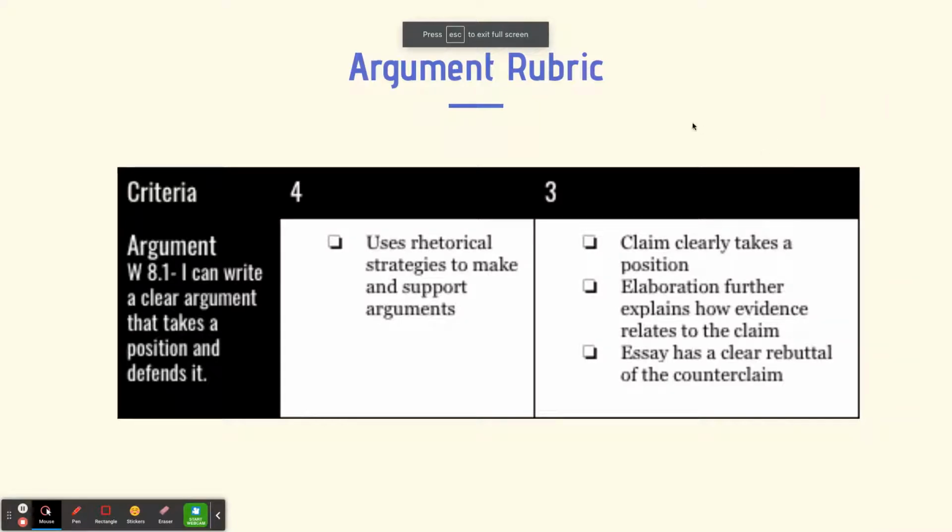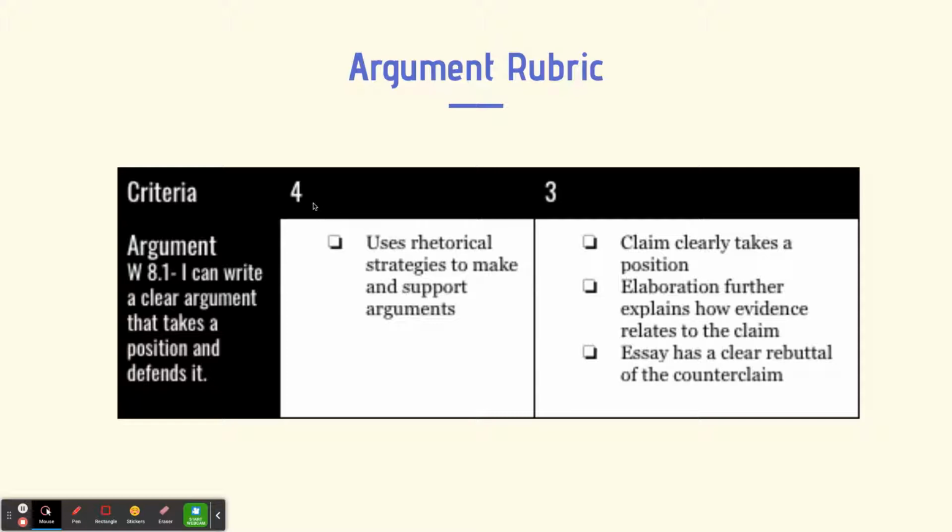Okay, in this video, we're going to be looking at how to get a 4 on the argument section of your paper. Remember, you do have to meet the criteria to get a 3 before you can get a 4. So just make sure that your claim is clearly taking a position, all of your elaborations are further explaining how the evidence in your essay is relating to your claim, and make sure that your essay has a rebuttal that explains the other side's opinion. So just double check that you have all of those things in your essay, and if you don't, you're going to want to go back and fix those things.